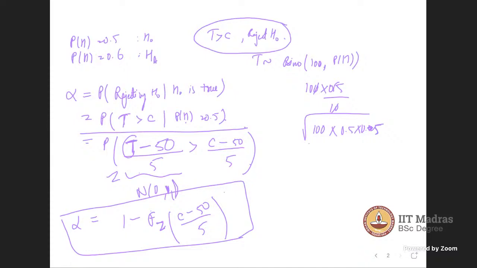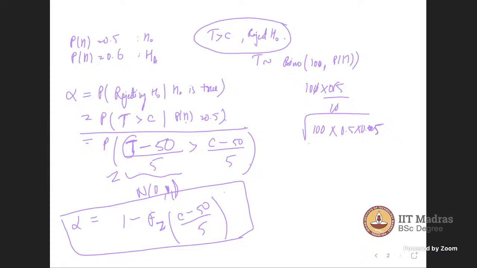Yeah, so the next thing is finding the power. So power is what? Power is 1 minus beta. So power is 1 minus beta, and power will say that, given your alternative hypothesis is true, you are rejecting your H naught.